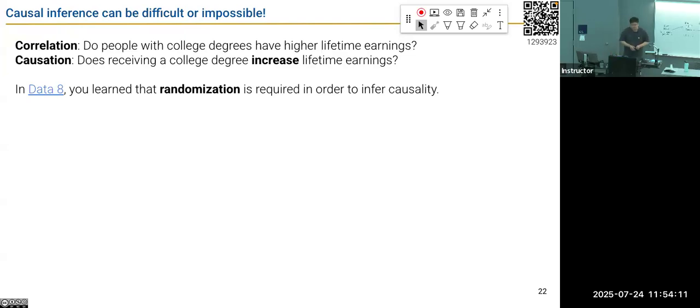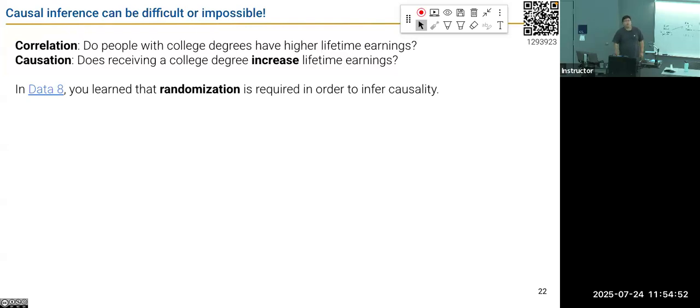So, for example, let's look at this example. We're going to use this a lot for the rest of the lecture. In a correlation study on college degrees and lifetime earnings, the question you can pose is, do people with college degrees have higher lifetime earnings? And the causal inference counterpart to this would be, does receiving a college degree increase lifetime earnings? So here's why, in many cases, causal inference is a lot more difficult than correlation inference.